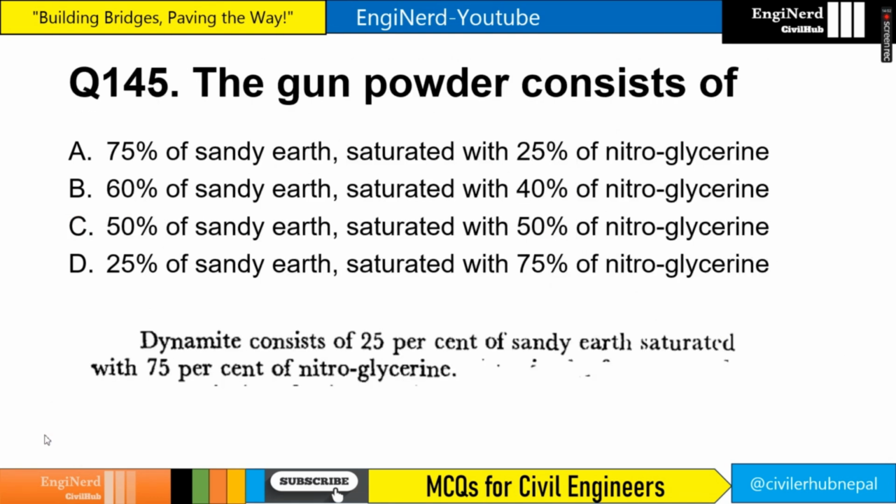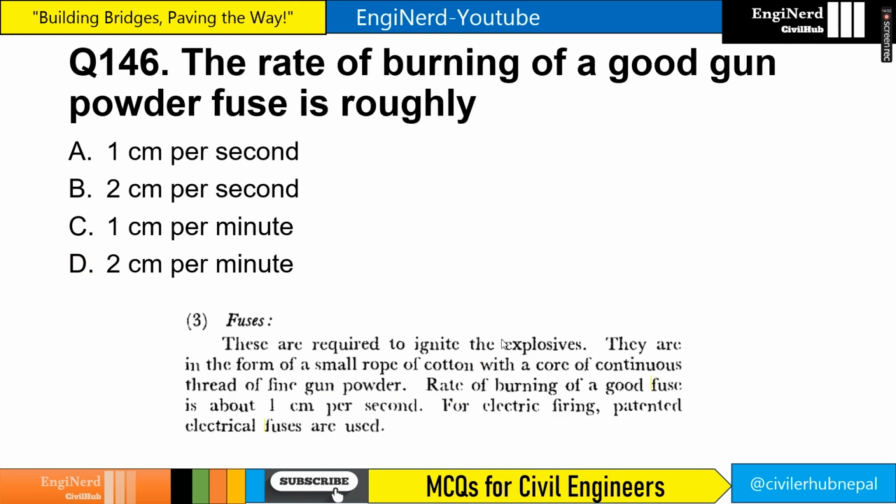The gunpowder consists of 75% of what? If you see here, 25% of sandy earth saturated with 75% of nitroglycerin. So 75% of nitroglycerin and 25% of what? Sandy earth. That is the last one, right? So the answer is the last one. The rate of burning of a wood gunpowder fuse is roughly what? If you see here, the rate of burning of wood fuse is about 1 centimeter per second. The answer is option number A.